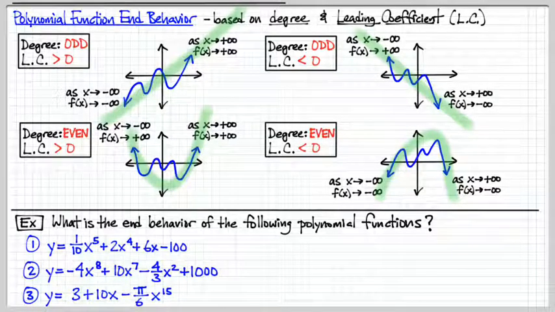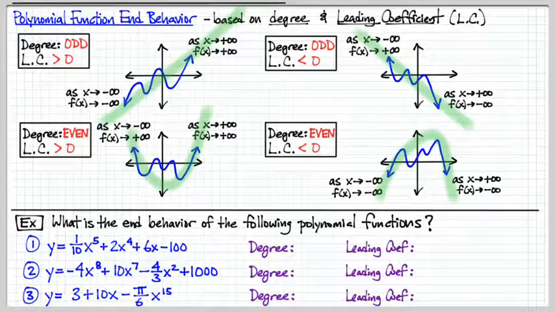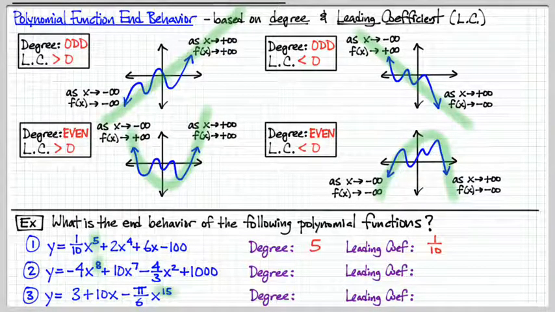So for example, let's do a few. What's the end behavior of the following polynomial functions? First off, let us figure out what the degree is of each one, what the leading coefficient is of each one. So I'm going to highlight the highest term, and in this last one I put it out of order. 15 is the highest exponent term. So our degree here is 5.